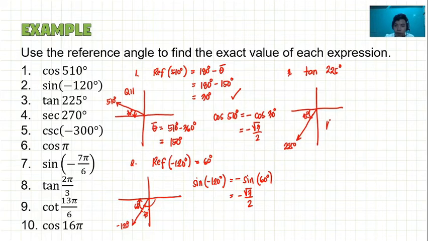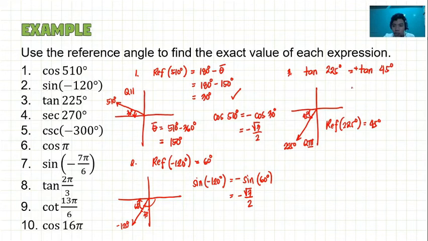So reference of 225 degrees is 45 degrees. So we have tangent of 45 degrees. Now, since the angle is located at quadrant 3 and we are looking for tangent, this is now positive. So we have positive tangent 45 degrees. So, lagay lang natin positive, pwede na ring wala.